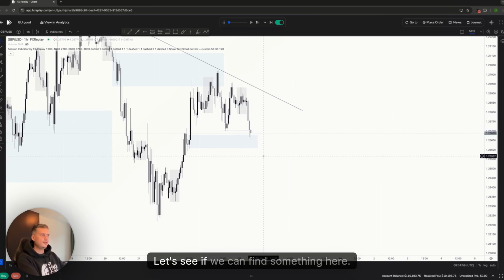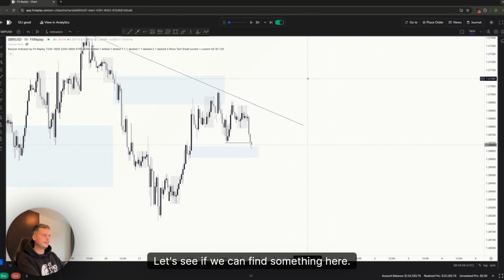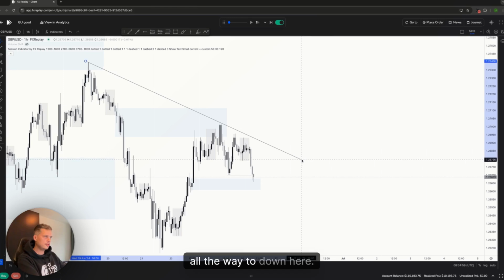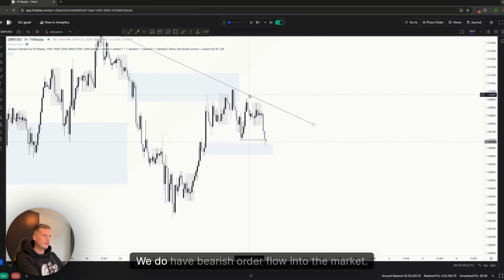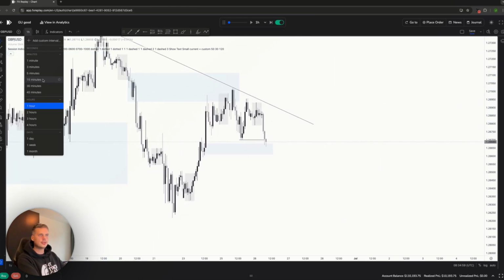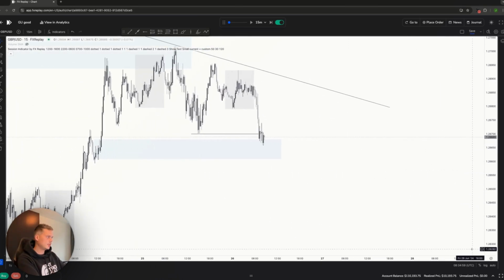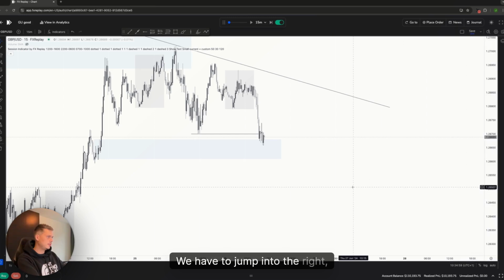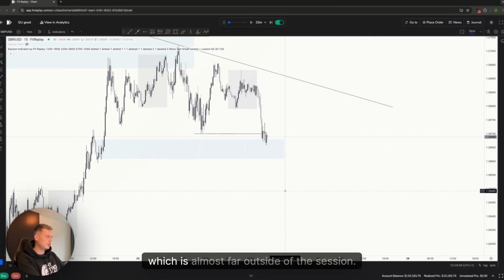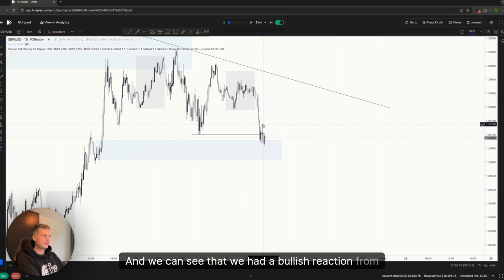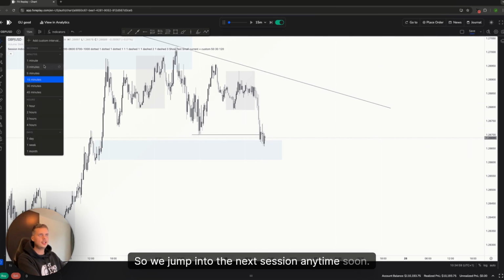Let's see if we can find something here. So we know we have this trend line over here all the way down here. We do have bearish order flow into the market. What is the 15 minutes showing me? We have to jump into the right UTC, which is almost far outside of the session. And we can see that we had a bullish reaction from here and then jumped back bearish. So for me, this is already out of the session, so we'll jump into the next session anytime soon.